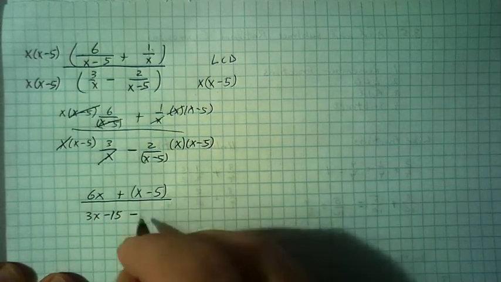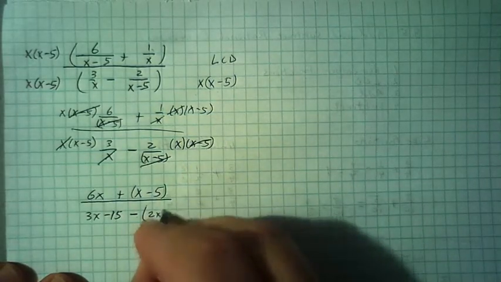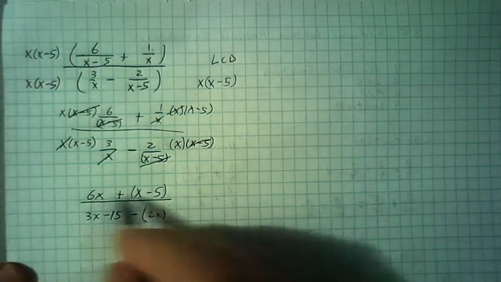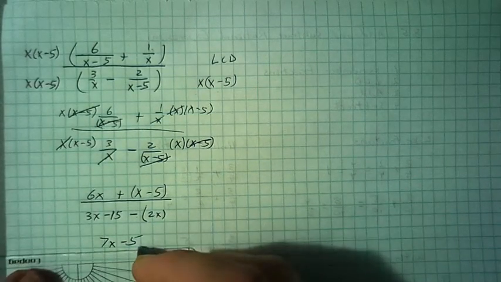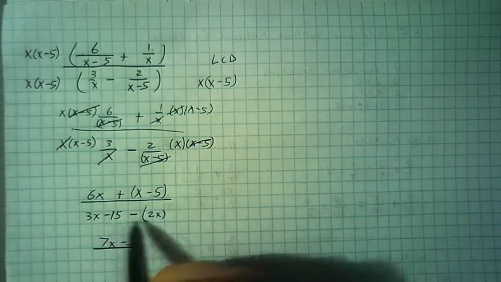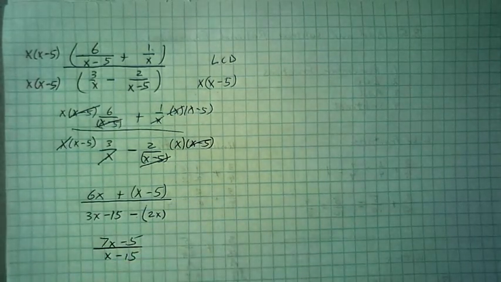Don't forget that subtraction. Here, the x minus 5s cancel, leaving 2x. So now I have 6x plus x minus 5, which is 7x minus 5. And on the bottom, I have 3x minus 15 minus 2x, which is x minus 15.